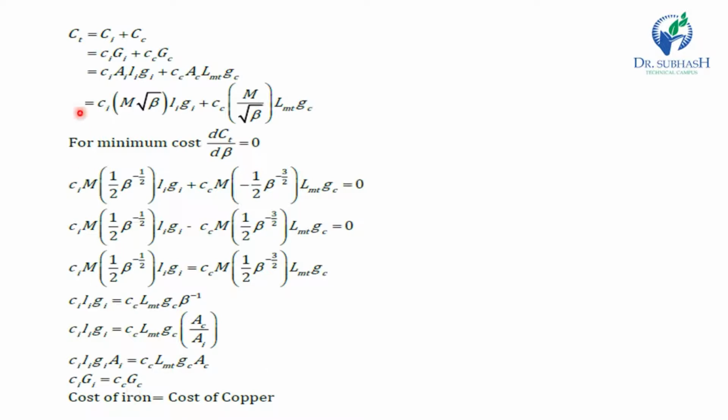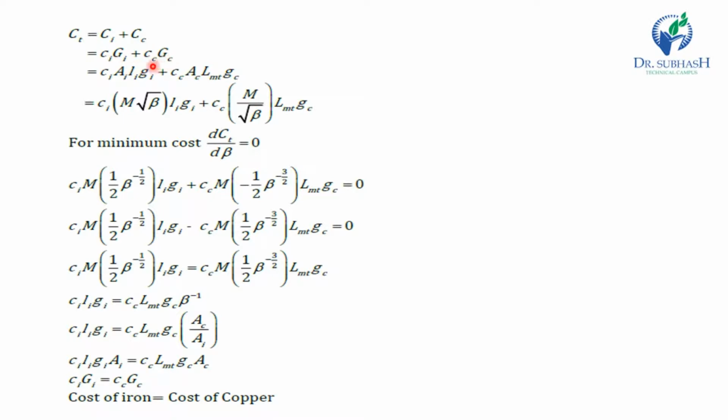Now we see that the total cost of a transformer depends mainly on its iron parts and its copper parts. So the total cost of transformer is equal to Ci plus Cc, where Ci is the cost of iron and Cc is the cost of copper. We know that Gi is the total weight of iron and Gc is the total weight of copper. Multiplying total weight by specific cost, we get total cost. So Ci into Gi gives the total cost of iron, and Cc into Gc gives the total cost of copper.